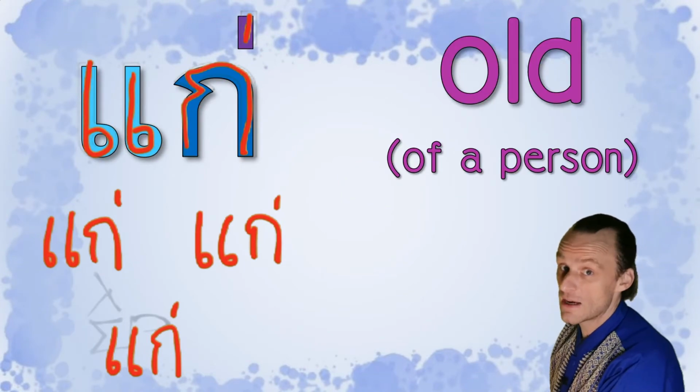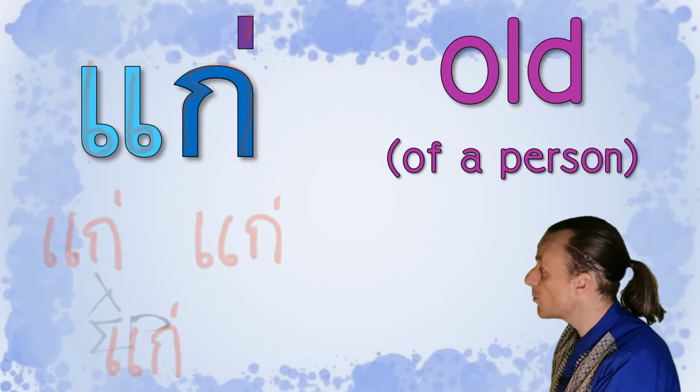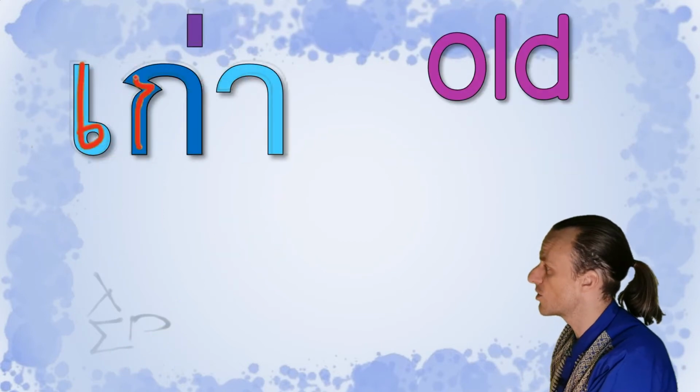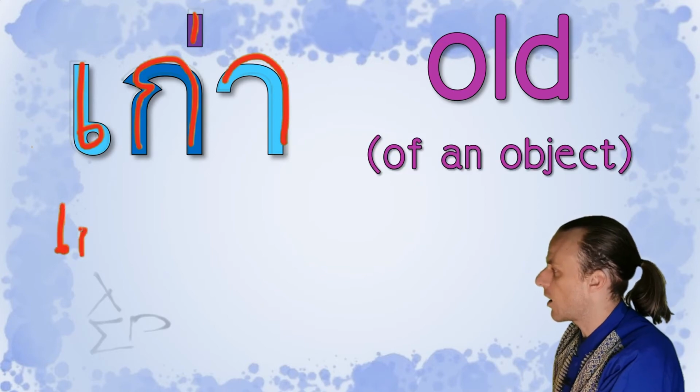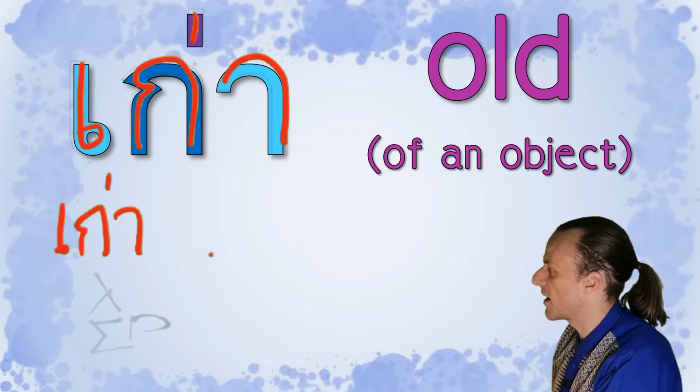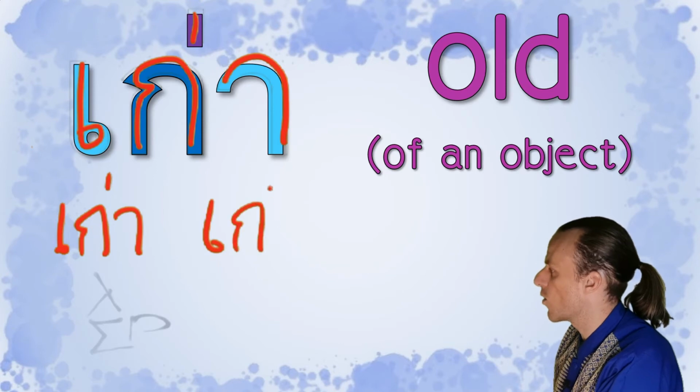If you are not talking about a person and you want to say that an object is old, you will use this word, which again is low tone. It is gao. So, sala e, ge, mai ek, sala a, gao.